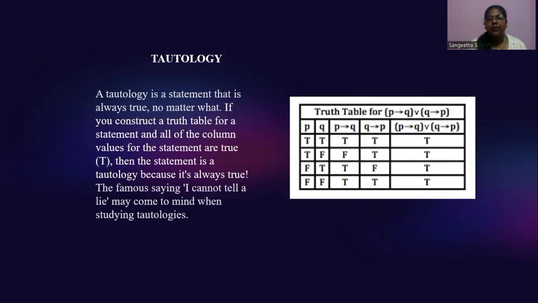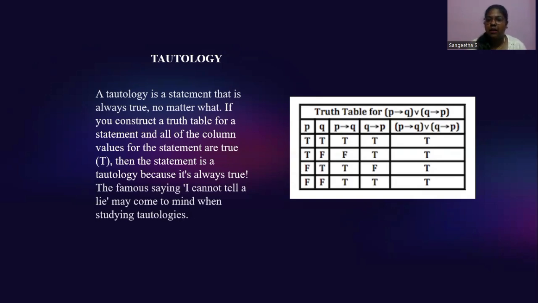Next is tautology. Tautology is a condition where all the output values should be true. That is the main condition of tautology. We'll see the statement of tautology. A tautology is a statement that is always true, no matter what. If you construct a truth table for a statement and all of the column values for the statement are true, then the statement is a tautology because it is always true. The famous saying, I cannot tell a lie, may come to mind when studying tautologies. Let us see an example for tautology.